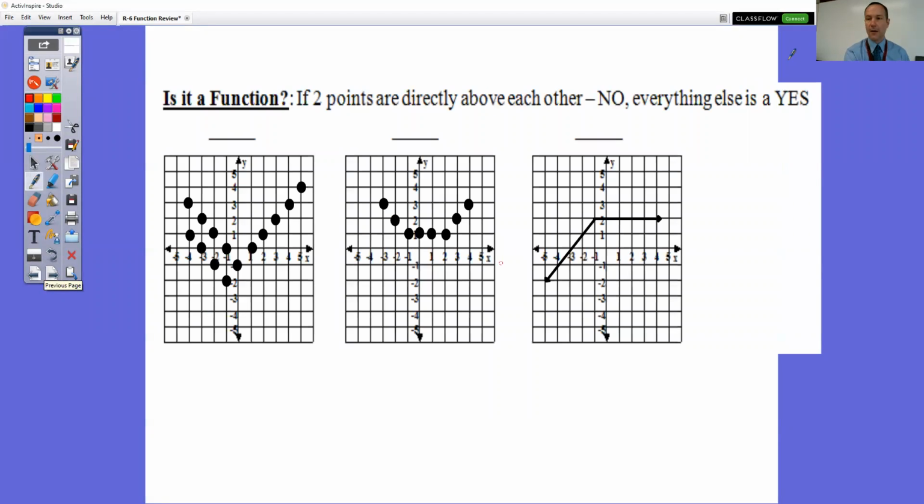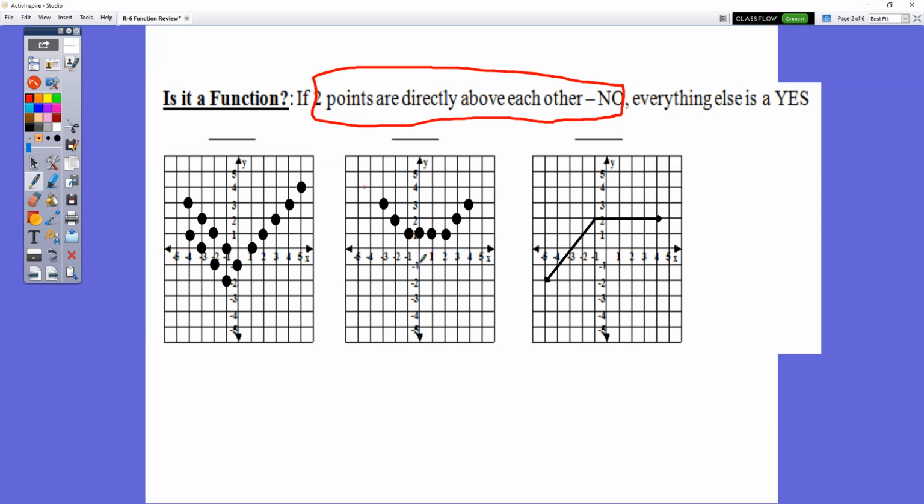All right. When we talk about functions, remember that if there's 2 points directly above each other, it is a no. It doesn't matter if they're really close together right above each other or really far apart, as long as they're directly above each other. So when there's 2 points directly above each other, your answer is a no. Everything else is a yes.